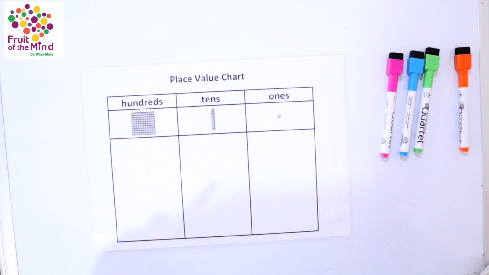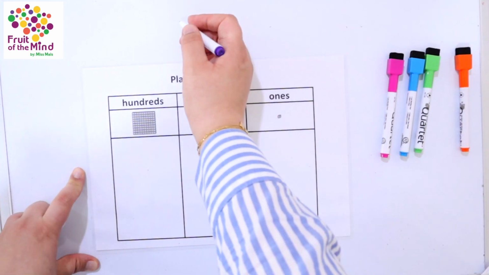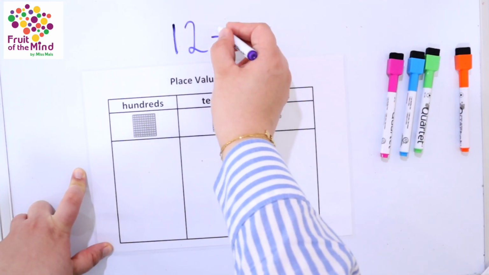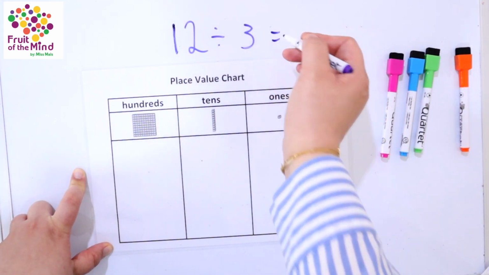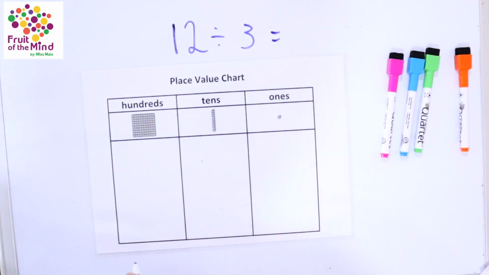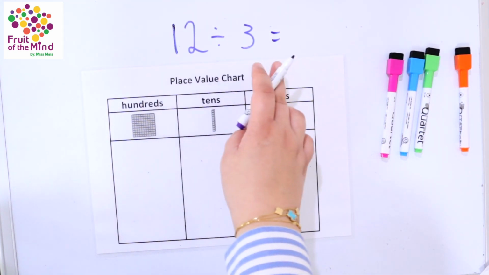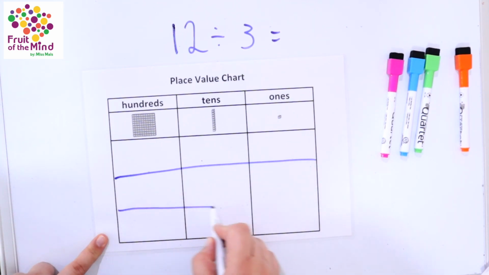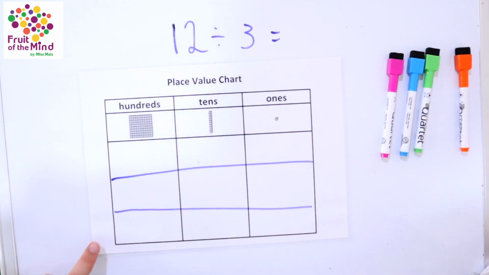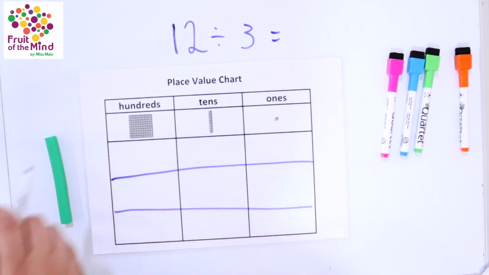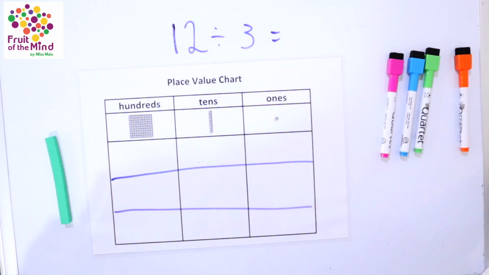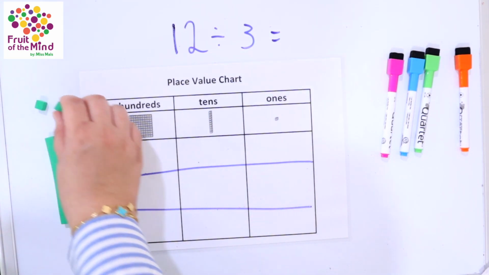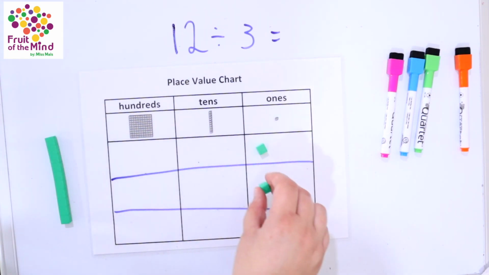I'm going to write my problem on the top here. My problem is 12 divided by 3. So in order for me to do this, I need to divide this into 3 parts. So 1, 2, and 3. And then I'm going to represent 12 using my place value or base 10 blocks. And then I'm going to distribute this into 3 parts. So I'm going to start with the ones, 1, 2.